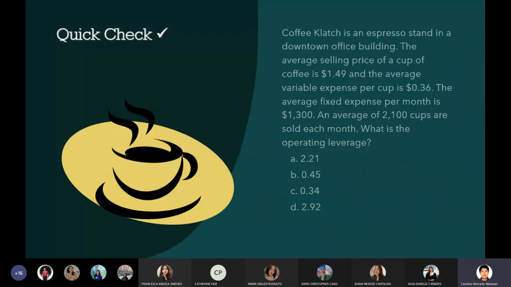The average selling price is 1.49. The average variable cost is 0.36. The average fixed expenses is 1,300 and the average cups that are sold each month is 2,100 cups. What is the operating leverage?